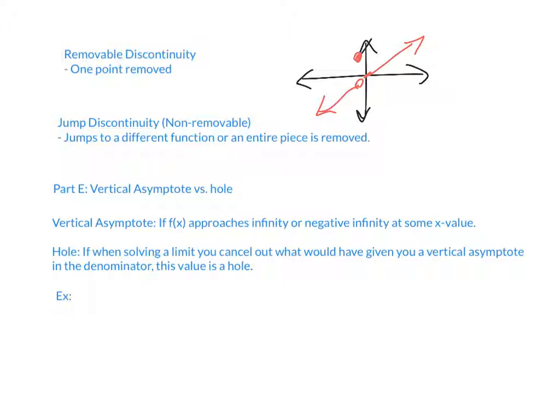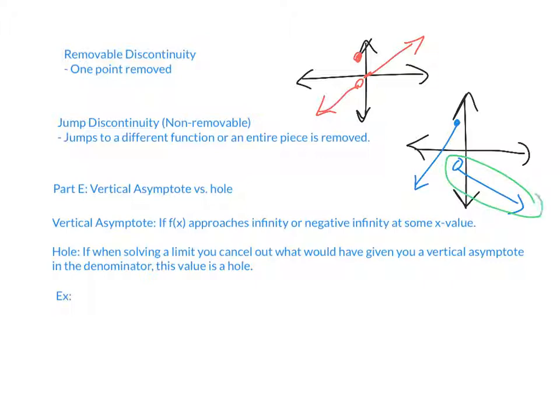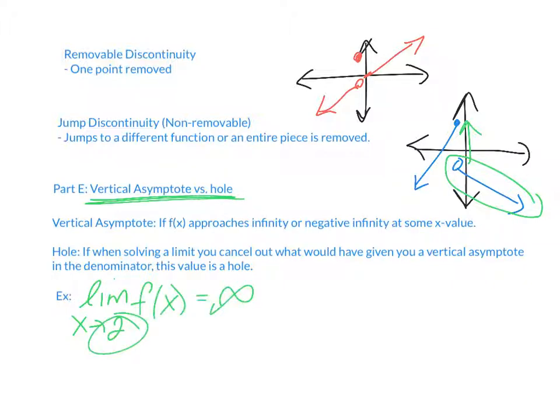But a jump discontinuity is when more than the point moved. So like the whole function moved. So for example, if I have a function that goes like that and then one that continues this way, that's a jump discontinuity, because in order to make this continuous, this whole piece would need to be moved up. So that's a jump discontinuity. And then we also talked about vertical asymptotes and holes. Vertical asymptotes is when f of x approaches infinity or negative infinity at some x value. So say you're doing the limit as x approaches 2 of some f of x, and you get infinity, that means there's a vertical asymptote at 2.